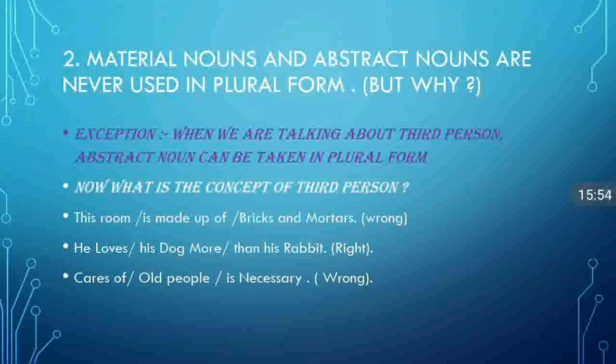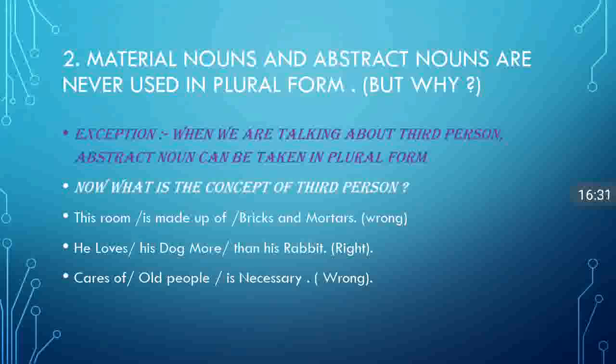So in the example, first of all, love cannot be plural because you cannot count it, but we are taking it plural because we are talking about the third person. Whenever you are talking about the third person, you can take the abstract noun in plural. The example is, he loves his dog more than his rabbit. That is right. Still, if you say love cannot be plural, okay, I agree, but we are talking about the third person here. So when you are talking about the third person, you can take the abstract noun in the plural form.